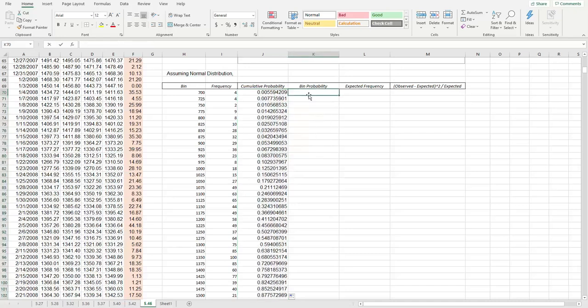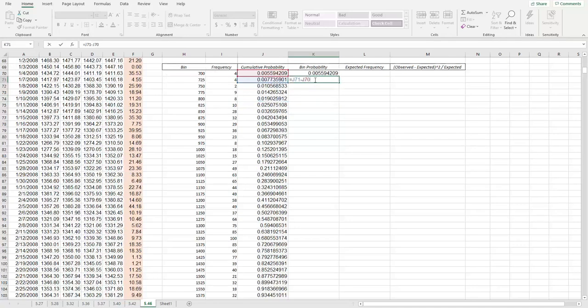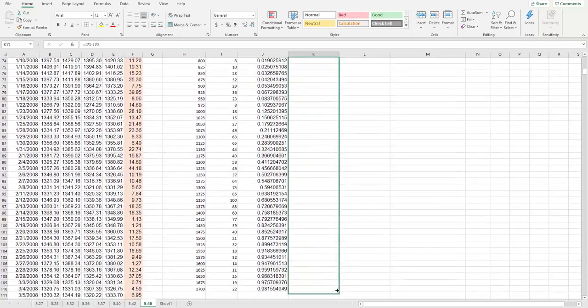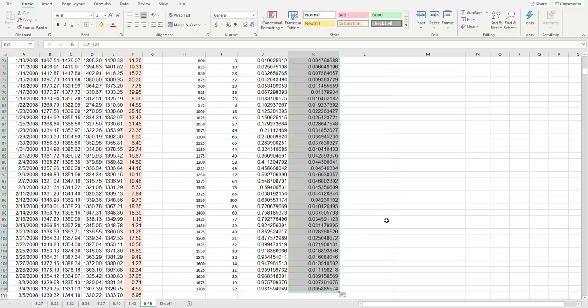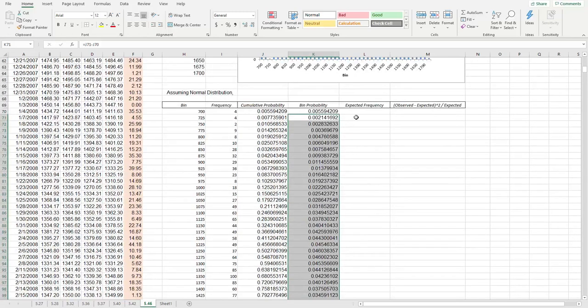Now to calculate bin probabilities, for the first entry we just simply take the cumulative probability as it is, and for the following entries we simply subtract the previous cumulative probability from the respective cumulative probability, and then we just simply drag it down. That would give us the bin probability for all of our bins.